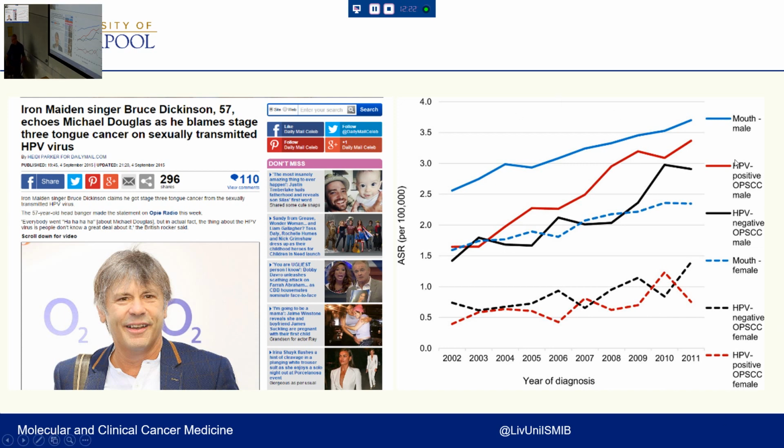The oropharynx rates, again, as I showed you earlier, are increasing. But in fact, in this UK data, it's not just the human papillomavirus variants that are increasing. The smoking and alcohol ones are as well.